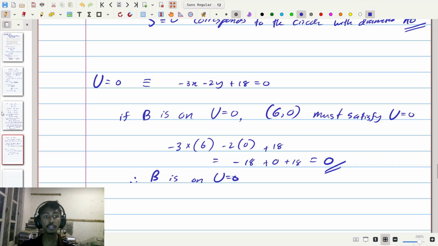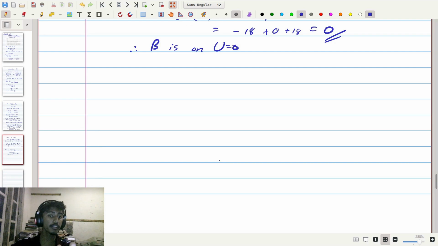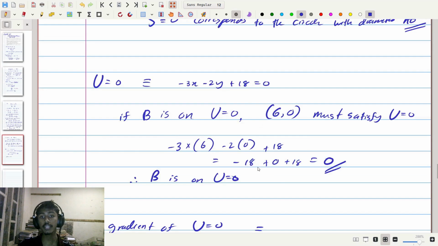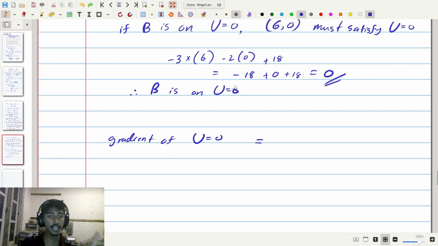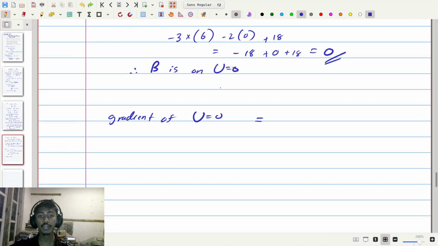Now other than this, we also need to check if u equals 0 is perpendicular to the line L. For that, we can find the gradient of u equals 0. If we take a look at our equation, we have minus 3x minus 2y plus 18. If we take the y to the other side, we get plus 2y equals minus 3x plus 18. And dividing both sides by 2, we get y equals minus 3/2 x plus 9. And therefore, our gradient is minus 3/2.